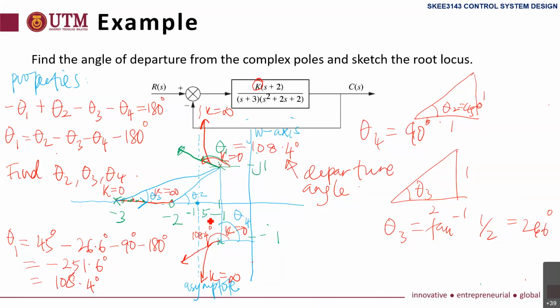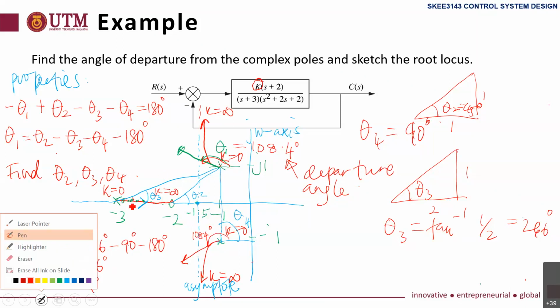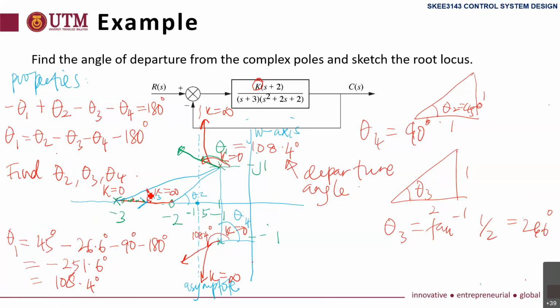Doctor, how to calculate theta 3? Theta 3 is this. We know the angle, we know the pole here at -3. This is the triangle, right? This side is 1, this here is 2. So we use this.